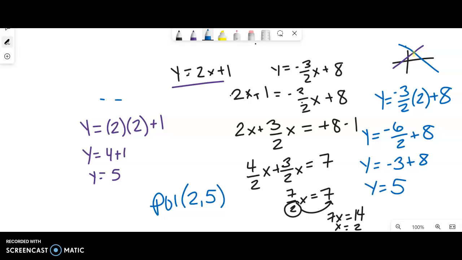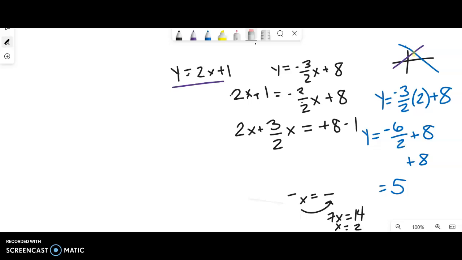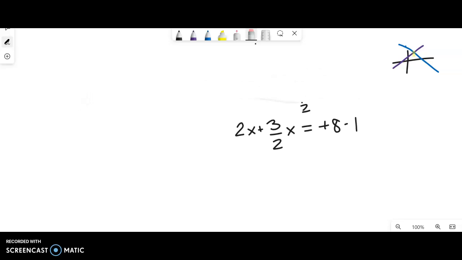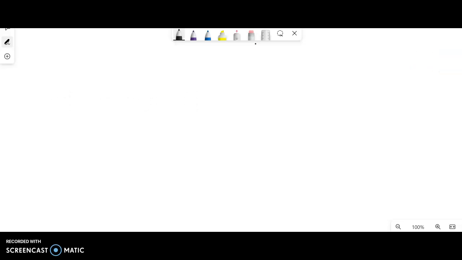Let's try another one. Oh, and that last one also makes sense because we knew that it was going to be in the first quadrant. We knew that we were looking for two positive values for x and y. Okay, last example.